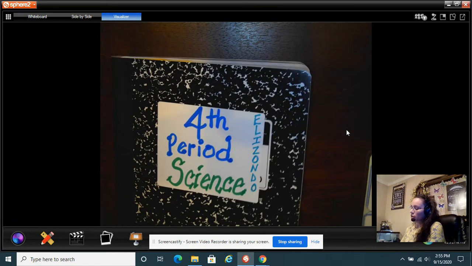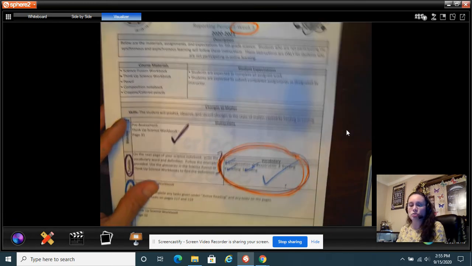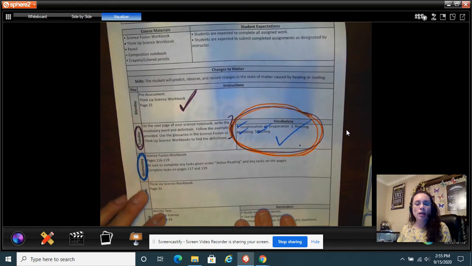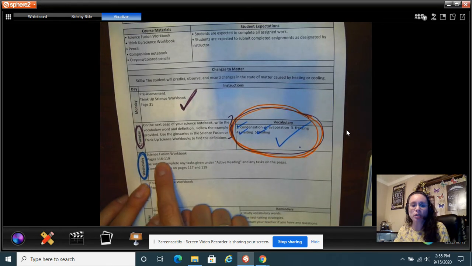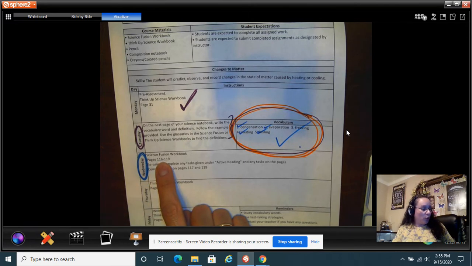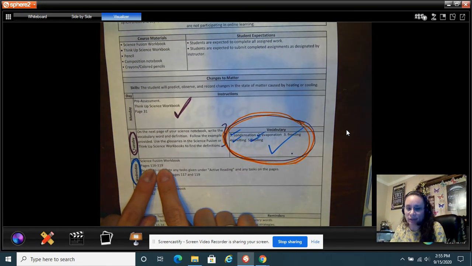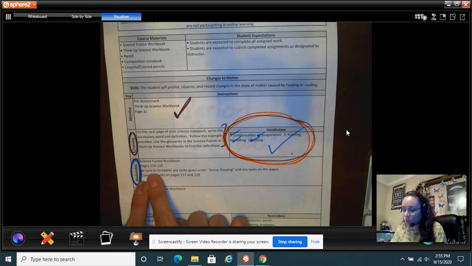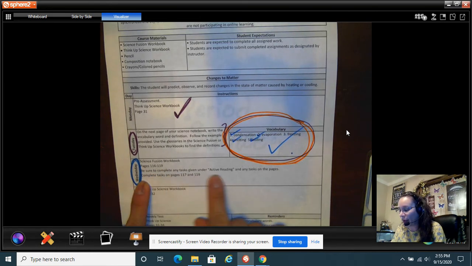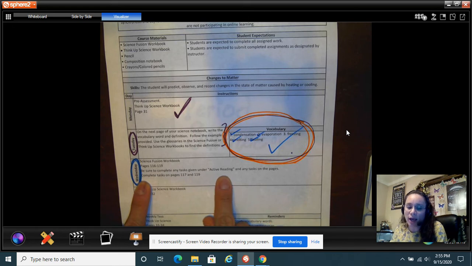Also, if you have any questions, you can refer to your syllabus. Because on Wednesday, we're going to go to the Fusion workbook, which is the book with a crab on it, this one. We're going to be working on pages 116 through 119. It says to be sure to complete any task given under active reading. That's what I do with you live, but if you're not with me, then you need to do all of the activities there.